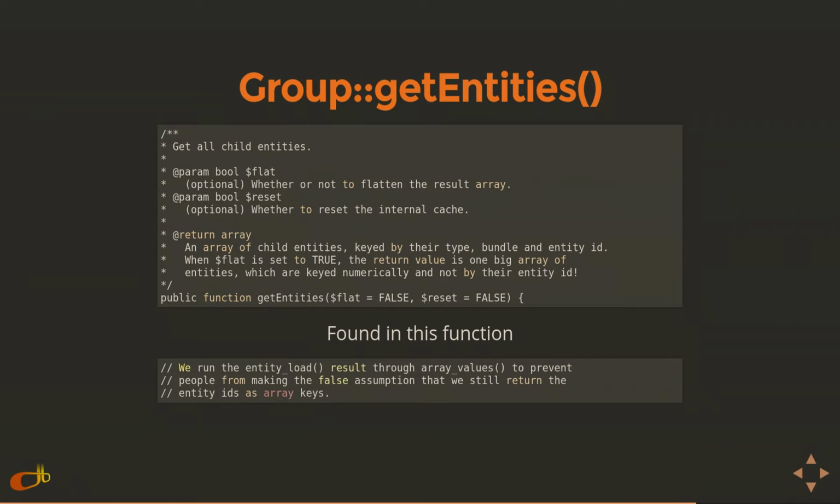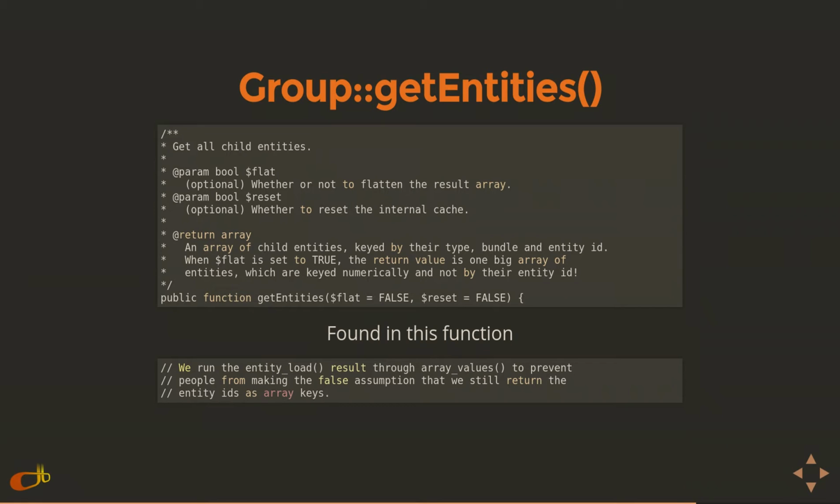And then group get entities. So this gets all the child entities, right? It's got a couple pre-built options in here, flat and reset. I'm not quite sure what reset does, but I assume it's useful somewhere. And then it tells you in the return that if you choose flat, it's going to flatten the results down to one giant array instead of being an array keyed by entity, bundle, and the entity ID.